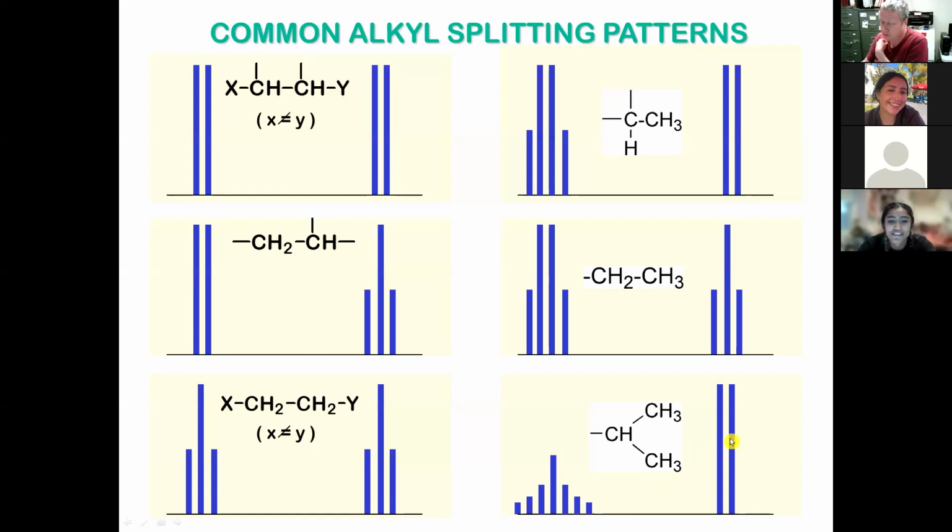And what about the methyl groups? They're identical, so they come at the same place, and they see that central CH, so they're a big doublet. So how do you distinguish an ethyl group from an isopropyl group? An ethyl group is a quartet and a triplet. An isopropyl group is a septet next to a doublet, right?